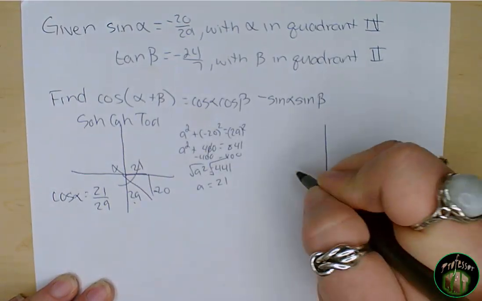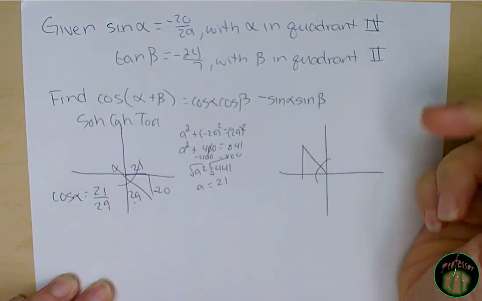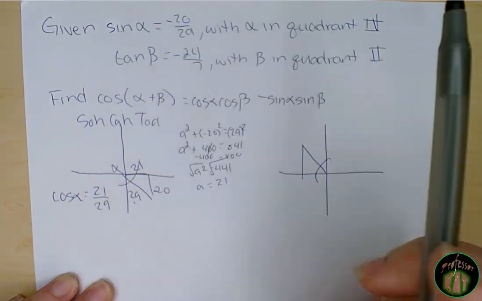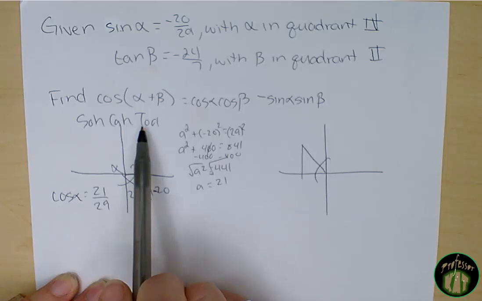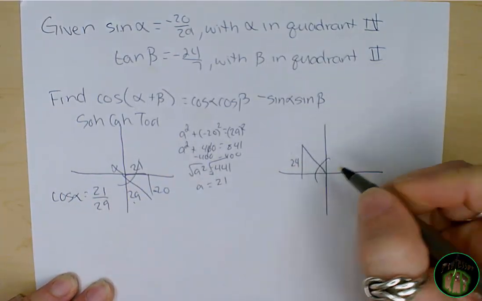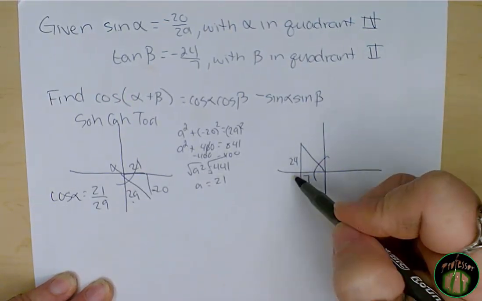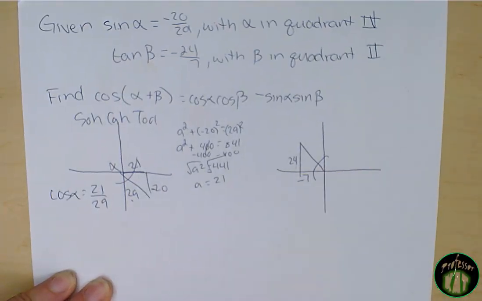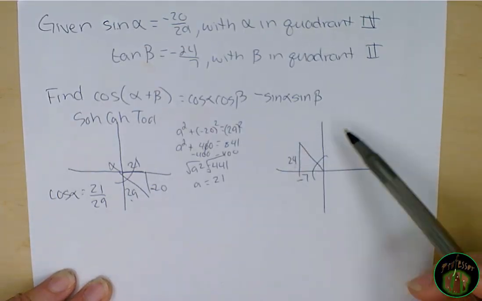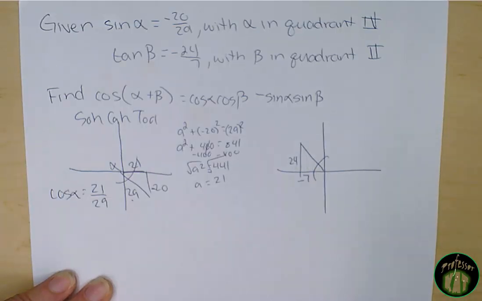Let's go ahead and figure out angle beta, and we are told that that is in the second quadrant. And we are told that tangent of beta is negative 24 over 7. Keep in mind, tangent is opposite over adjacent, and we do know that x needs to be negative and y is positive in that second quadrant. We also need to do Pythagorean's theorem in order to finish this out because we need to figure out sine and cosine, and we do need the hypotenuse in order to do so.